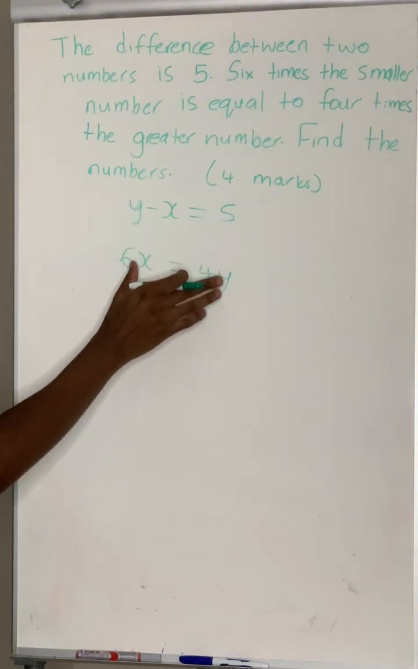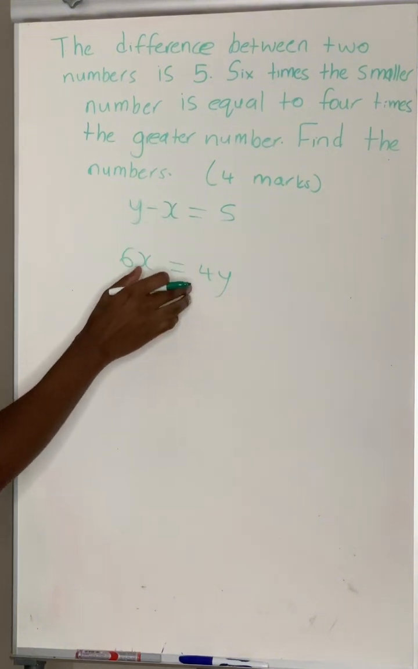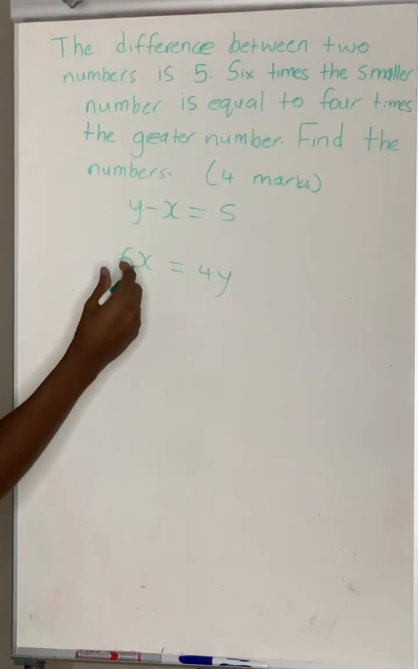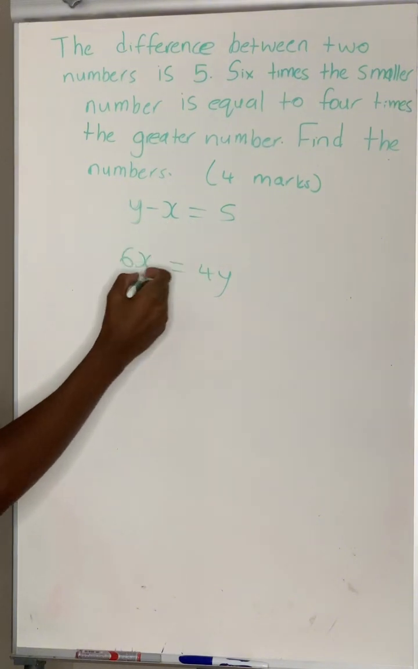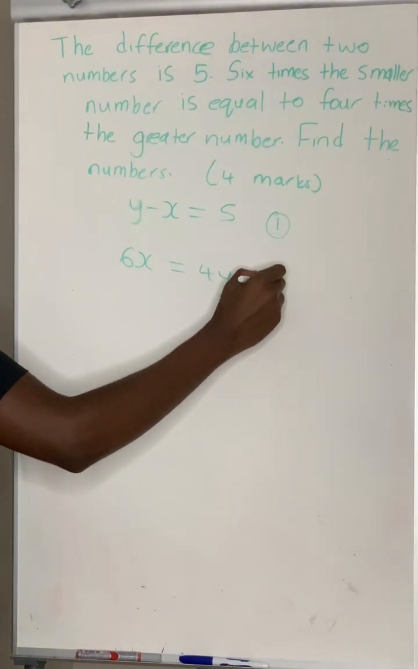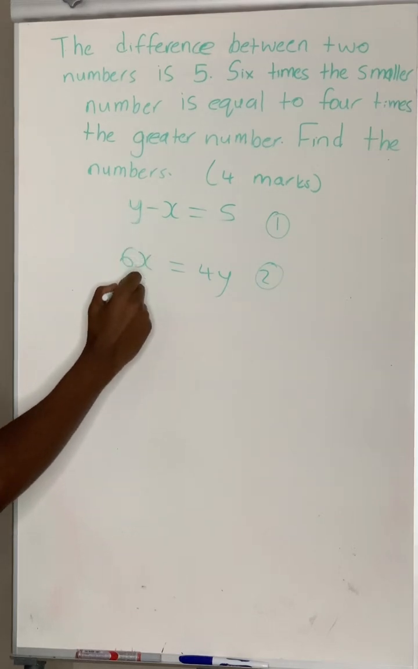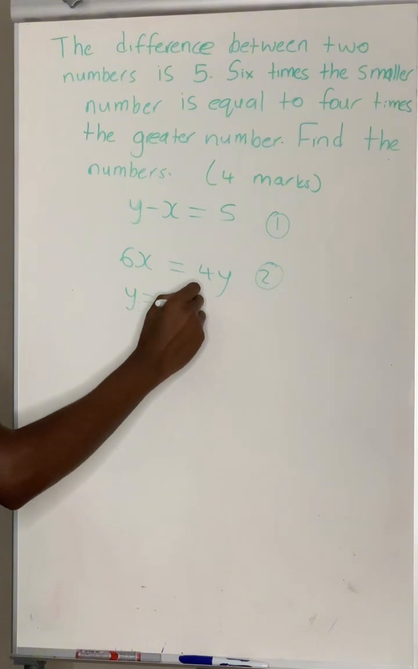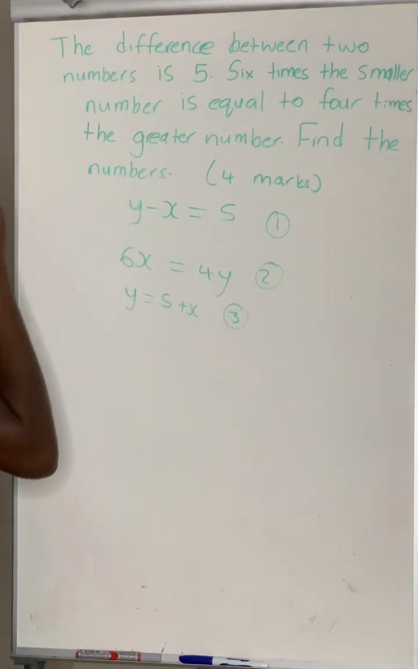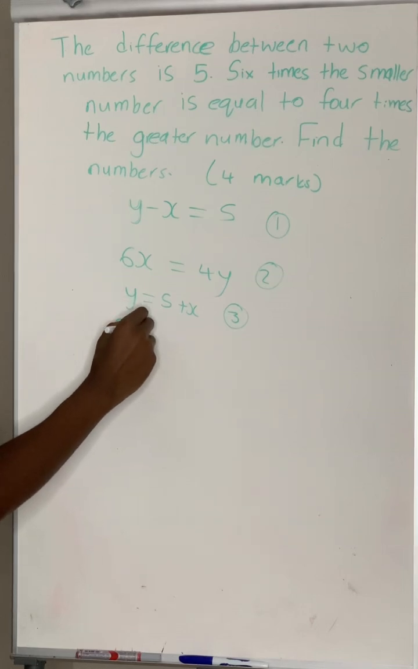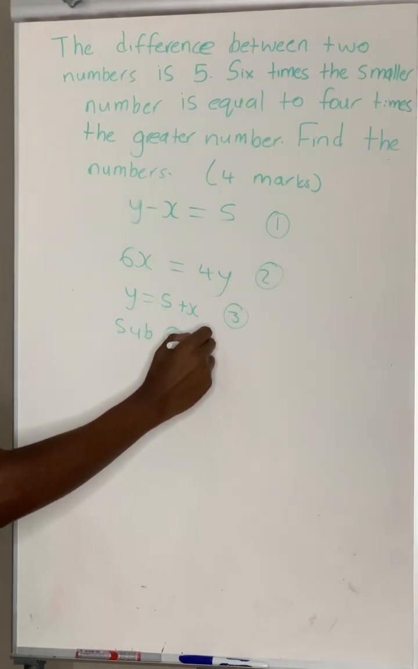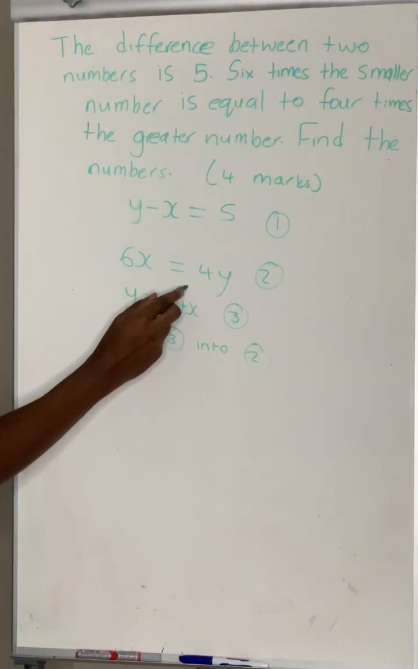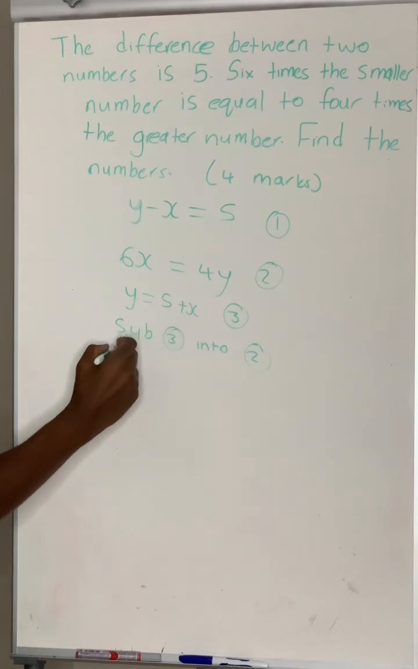So we can see that this is actually two equations and we can solve them simultaneously. So let's now solve for x and y. Let's make y the subject of the formula. This is equation 1, this is equation 2. Now let's create equation 3. So it's going to be y is equal to 5, negative x is going to change to positive x. So this is equation 3. And then from here you substitute equation 3 into equation 2, which means wherever you see a y in equation 2, you're going to substitute 5 plus x.